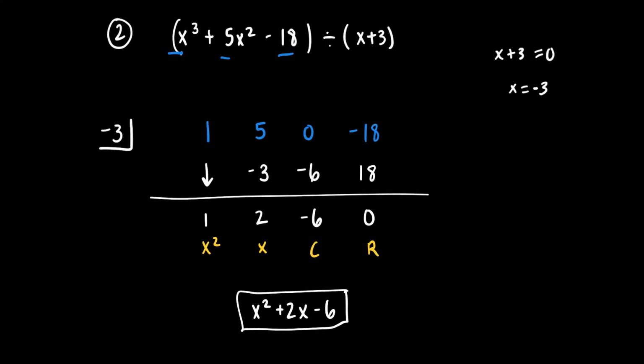And if you wanted, you could check this by doing x squared plus 2x minus 6 times x plus 3. You would want to make sure that when you multiply this out, it is equal to that, which I promise you it is. But you could check that if you wanted to. All right, let's look at one last example.